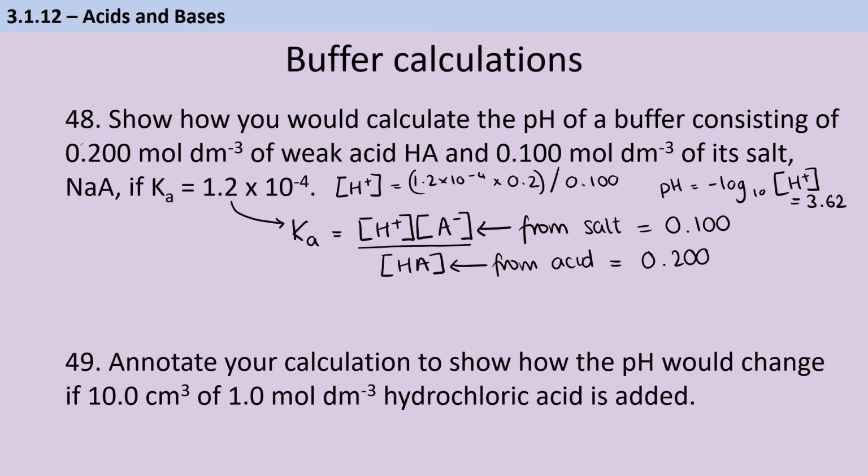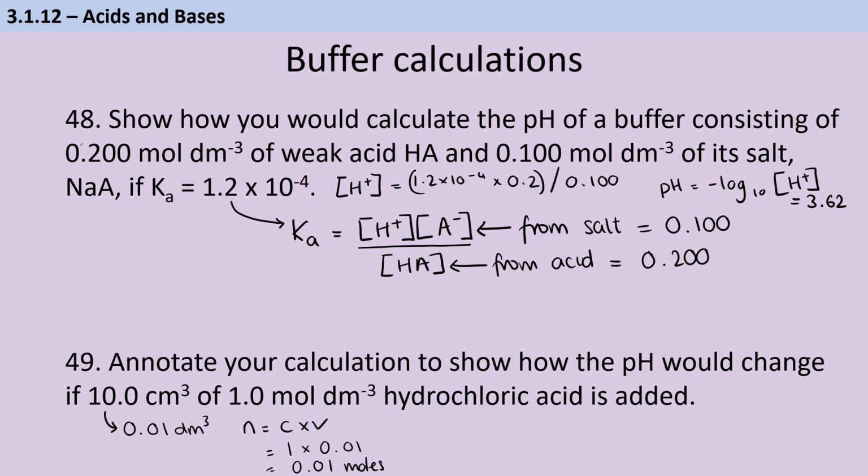Now, when we then start adding things to that buffer, what we need to consider is how is the system going to shift to counteract the change that we've made. So we're going to add some hydrogen ions because we're adding acid, and therefore the system is going to shift to remove those hydrogen ions. So firstly, we need to know how many hydrogen ions we've added. So I'm going to change my volume of acid to be in decimetres cubed so that I can then do a little calculation to work out how many moles I have added.